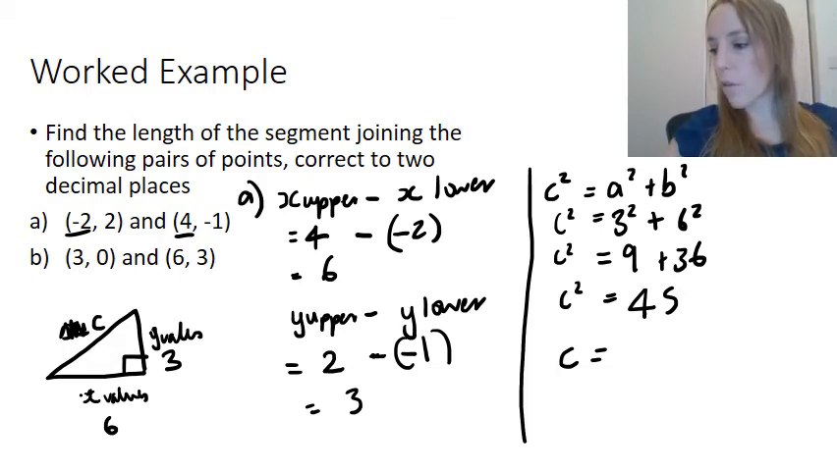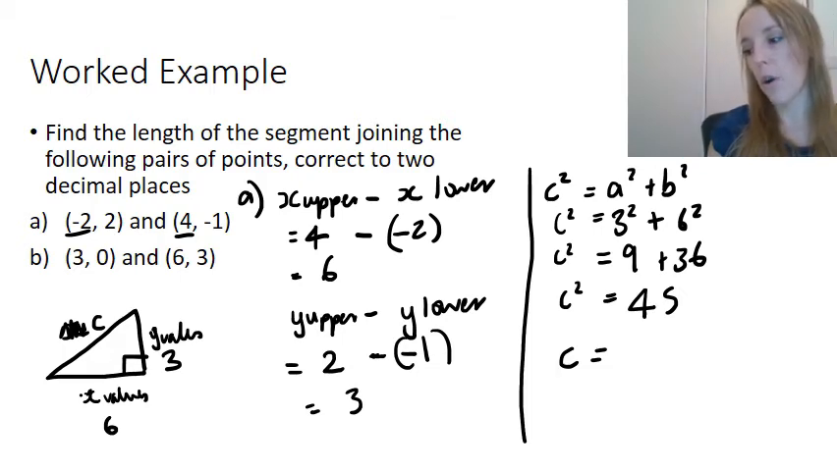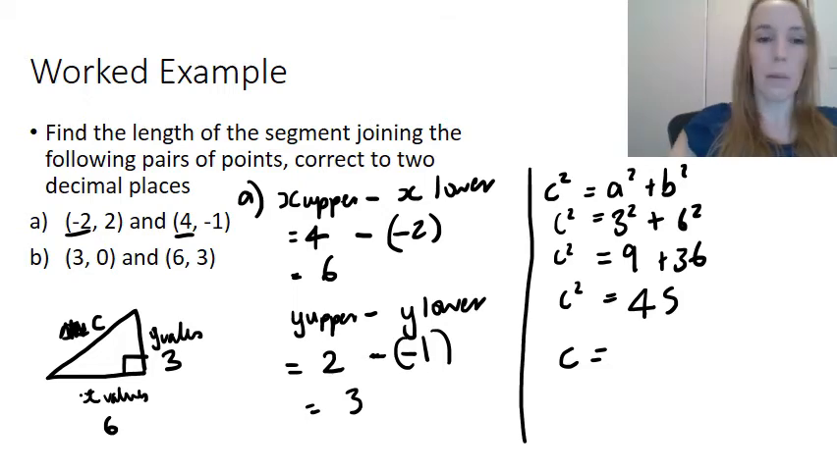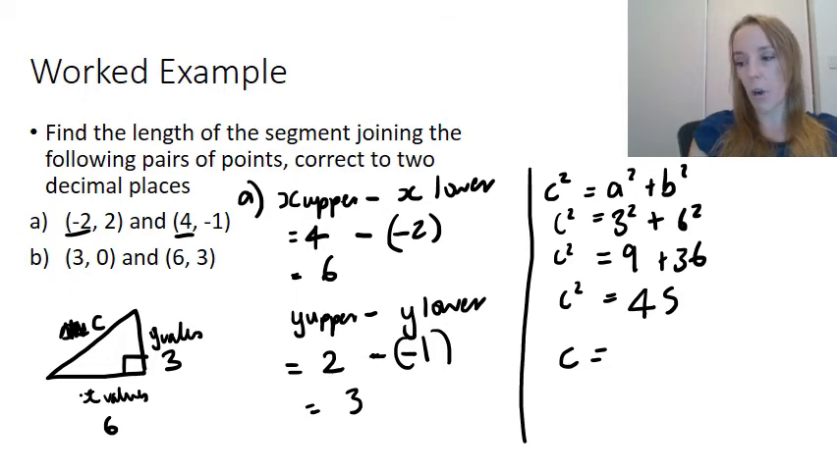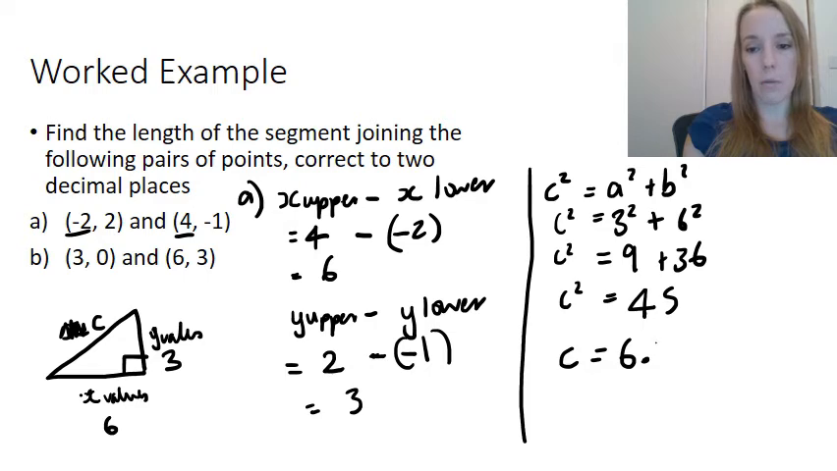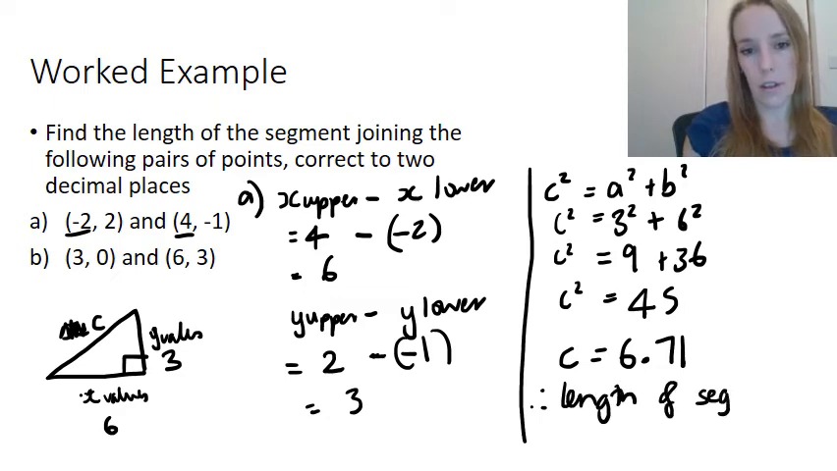The square root of 45 is 6.708203932499 and so on. It says correct to 2 decimal places, so we're going to round that. 6.708 will be rounded to 6.71. So our answer would be c equals 6.71. So the length of our segment is 6.71 units, whatever the units are.